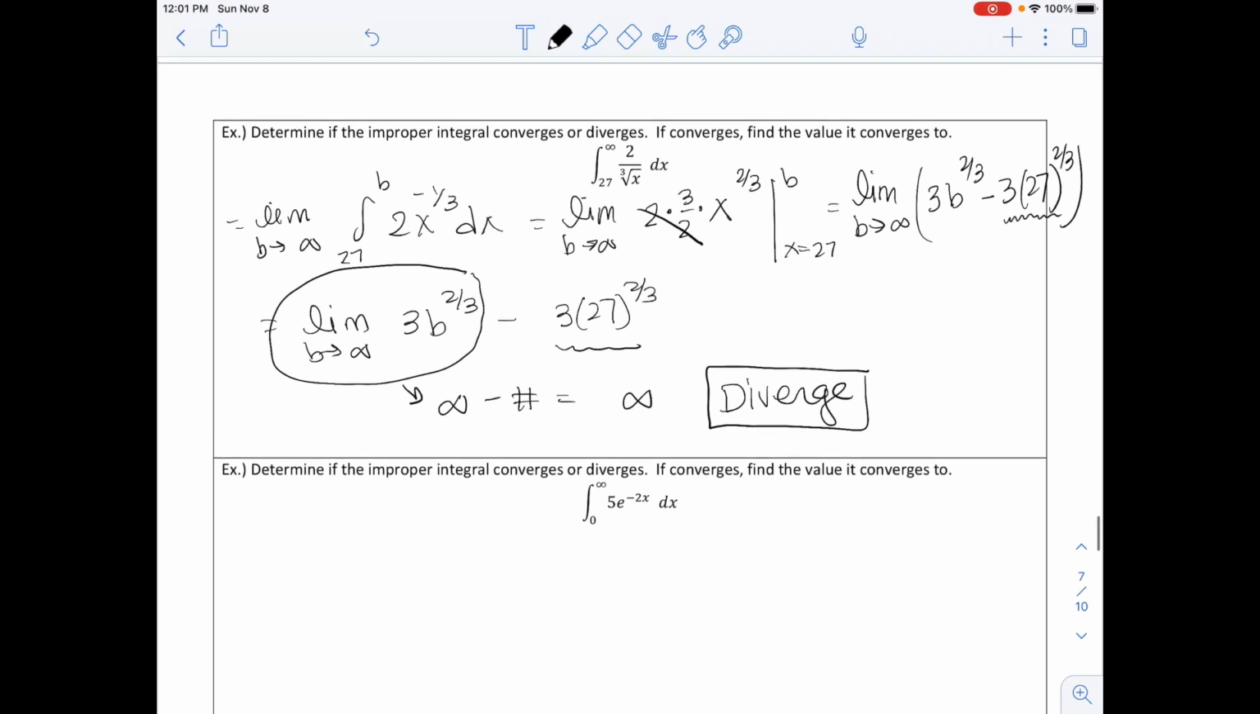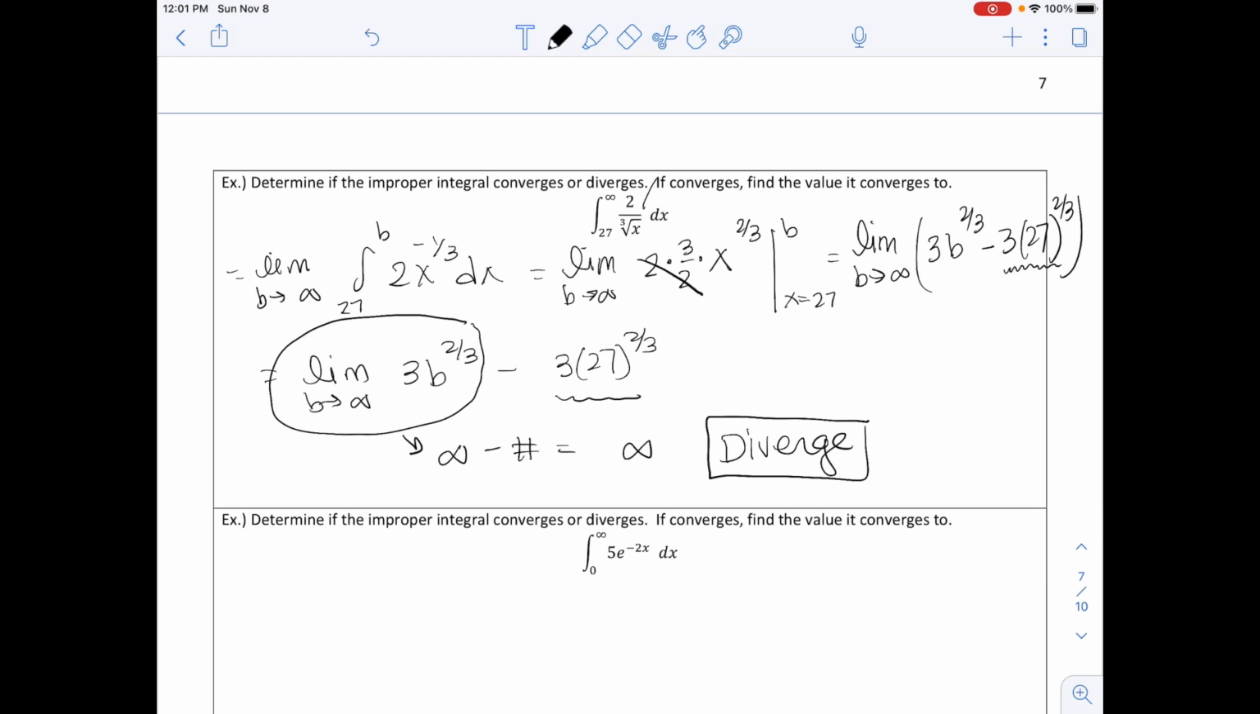And again, using that definition that we had up above, if you were to look at this and notice that this is going to be x to the 1/3 in the denominator, and this is my p-value, and since p is less than 1, since p is 1/3, that means that this should be diverges. So from here, if you notice that that definition works, you could have skipped all of this work here and just written the word diverges and stated that it's because of the definition. Okay, so you can always state because of the definition.